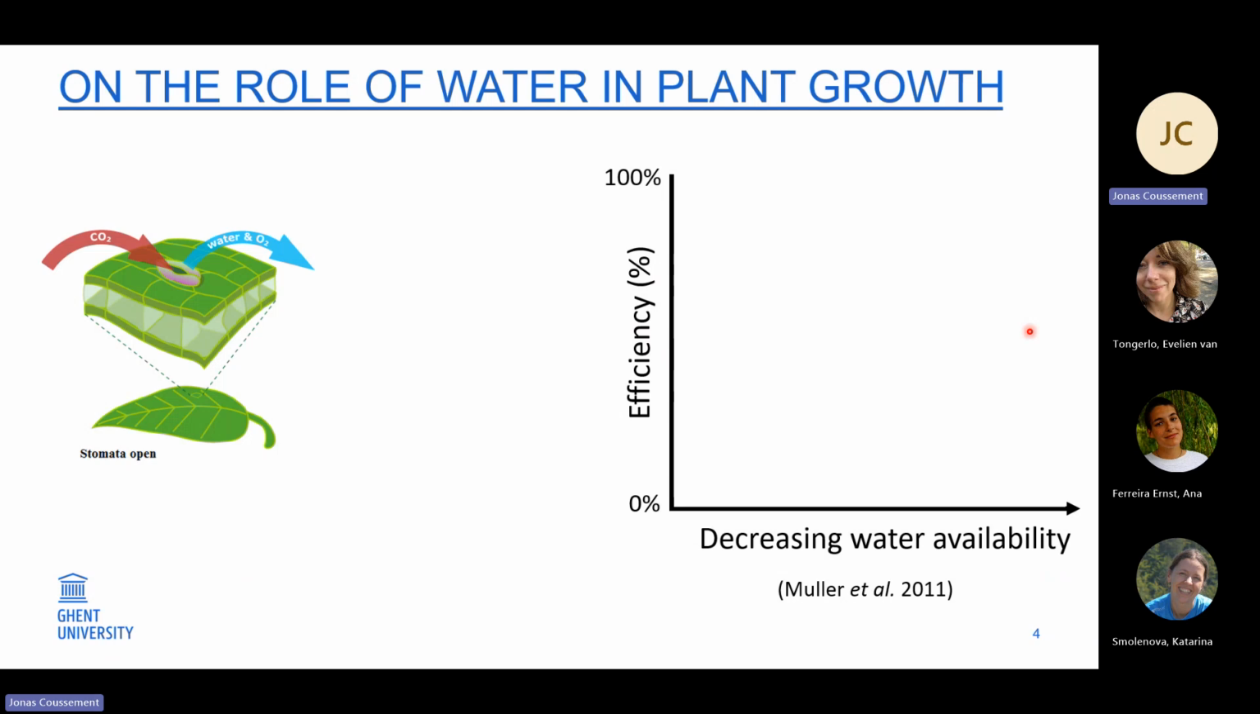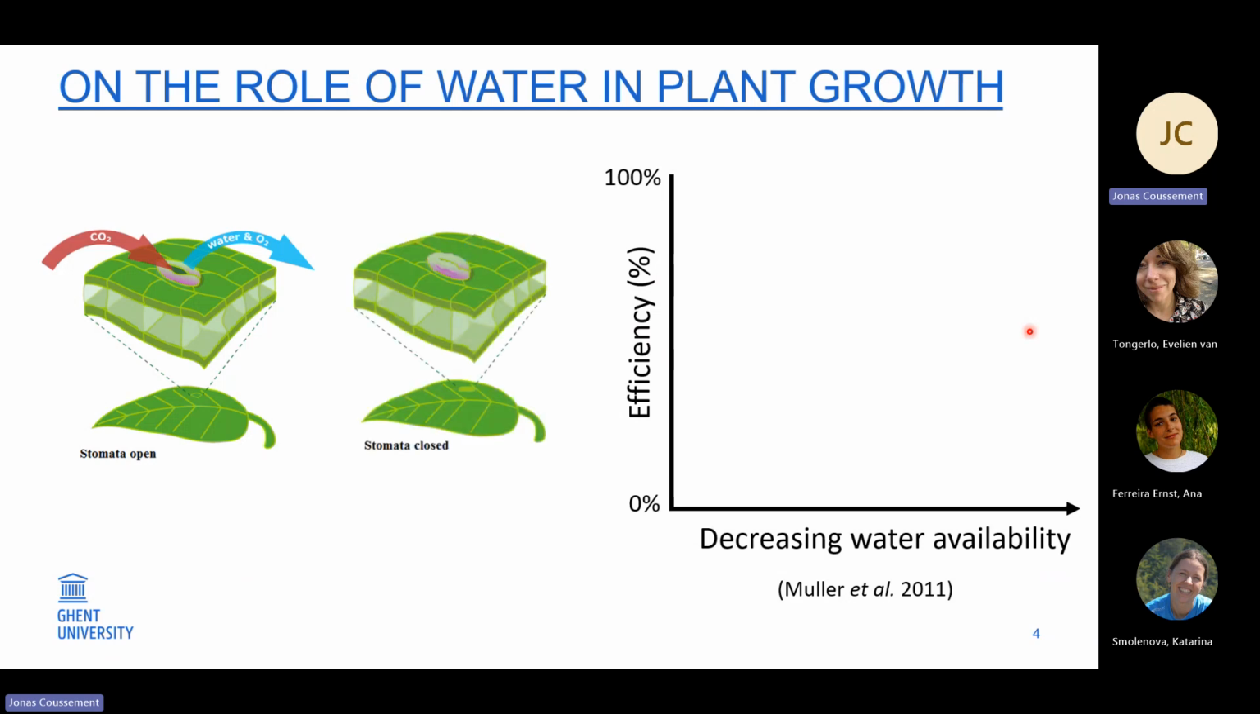Now, what happens when a plant has a water deficit? For example, on the photosynthesis side, both the take-up of CO2 and the transpiration happen through the stomata. And if the plant doesn't have enough water, it closes its stomata, and it also causes a drop in photosynthesis. That's something that we know.